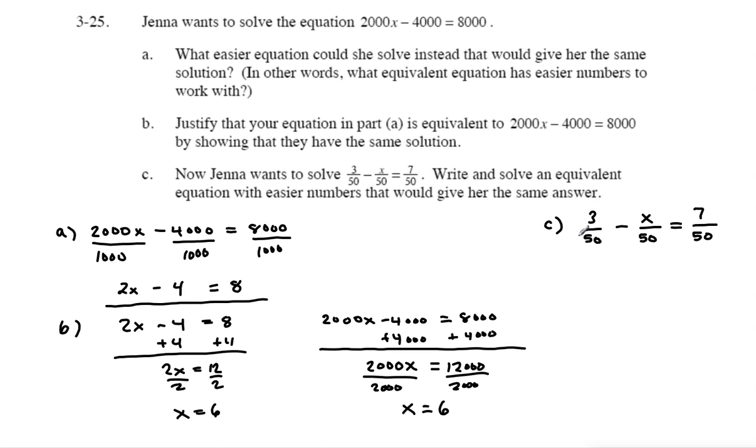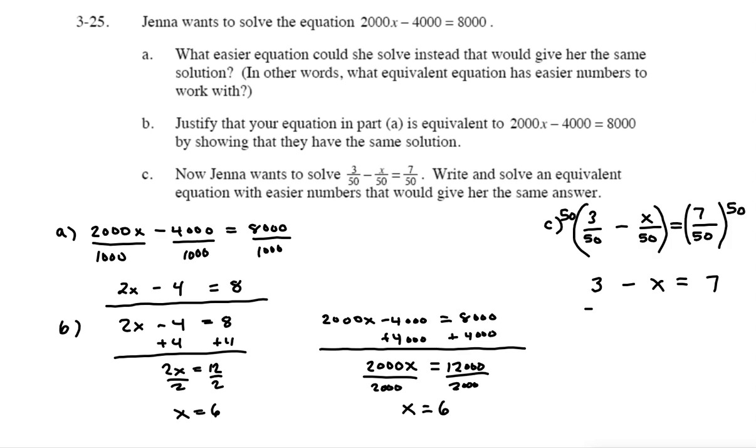So an equivalent equation that we could come up with here would be the result of multiplying both sides of this equation by 50. So 50 times 3 is 150, divided by 50 gets us back to 3, so we have 3. 50 times x divided by 50 would leave us with just x, so 3 minus x equals 50 times 7, which would be 350, divided by 50 would be back to 7, or you could say you cancel them out first. So 3 minus x equals 7.